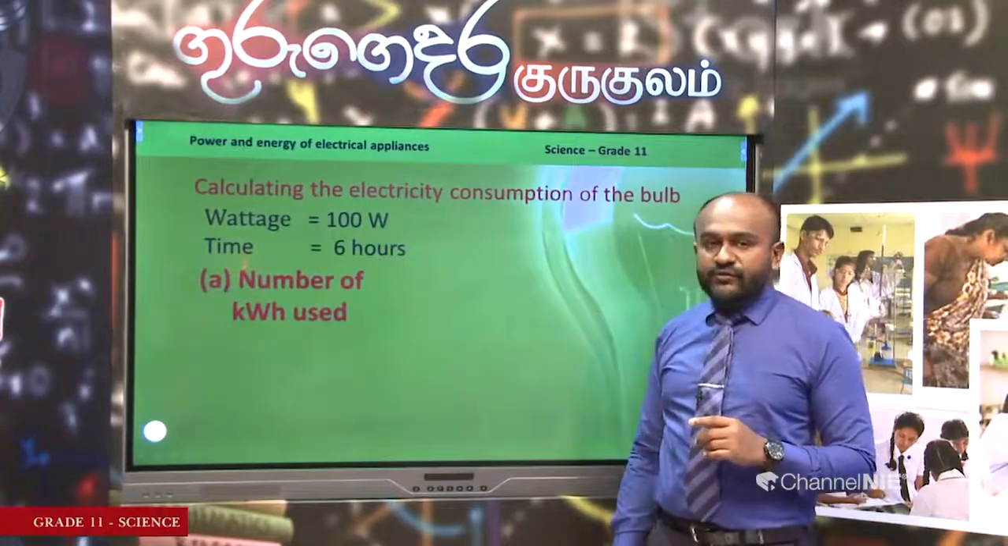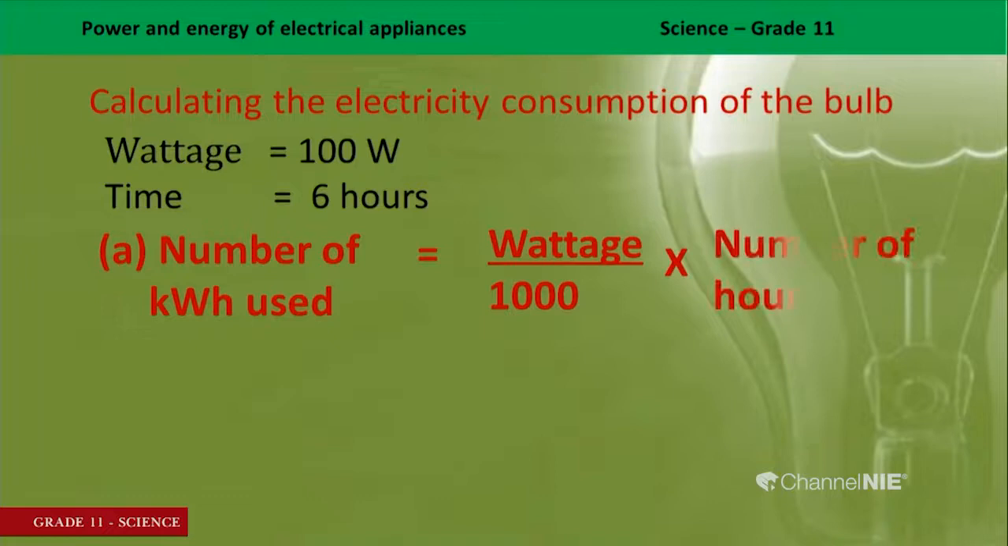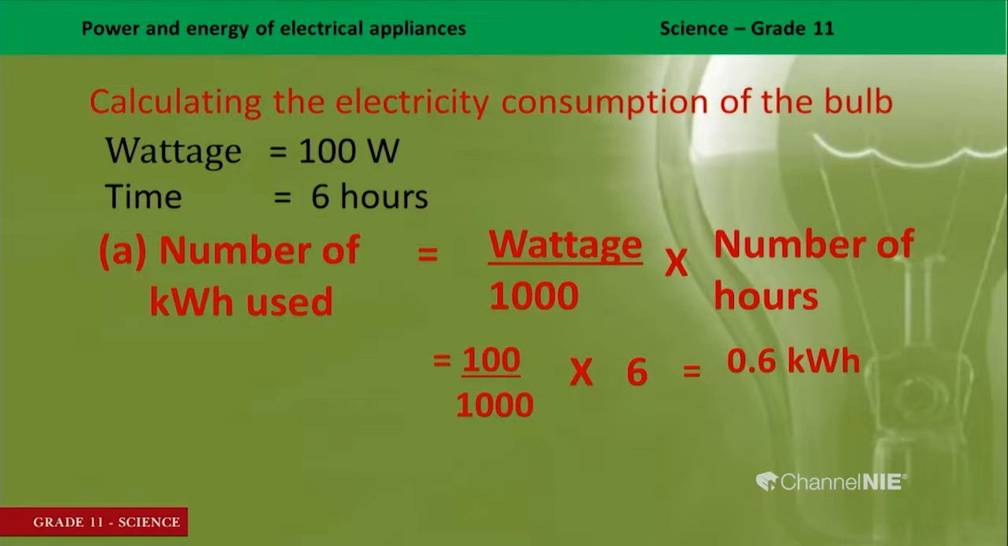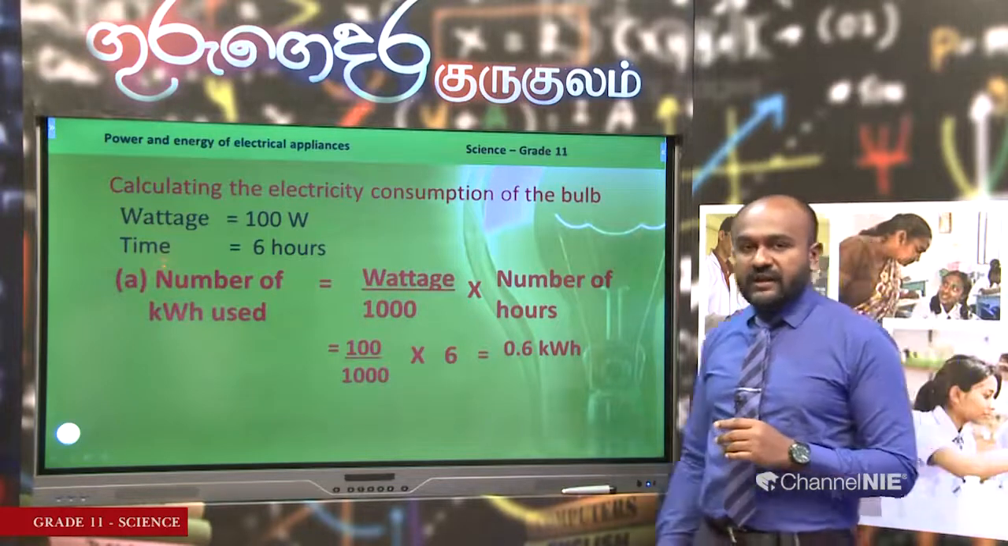Number of kilowatt hours used is equal to wattage divided by 1000 into number of hours. Now, we know the wattage, which is 100 watts. We divide by 1000 and multiply that by time, which is 6 hours. As you divide 100 by 1000, you get 0.1, into 6 gives us 0.6 kilowatt hours. 0.6 kilowatt hours mean 0.6 units. That is the daily consumption. So, now we have got the answer for part A of our question.